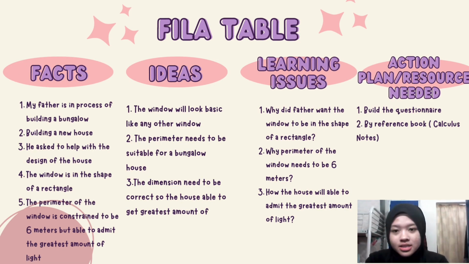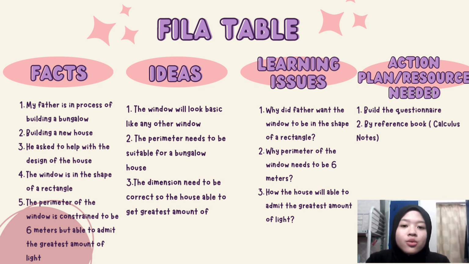FILA table. Facts. The first one, my father is in the process of building a bungalow. Second, building a new house. Third, he asked for help with the design of the house. Fourth, the window is in the shape of a rectangle. The fifth, the perimeter of the window is constrained to be 6 meters but able to admit the greatest amount of light.